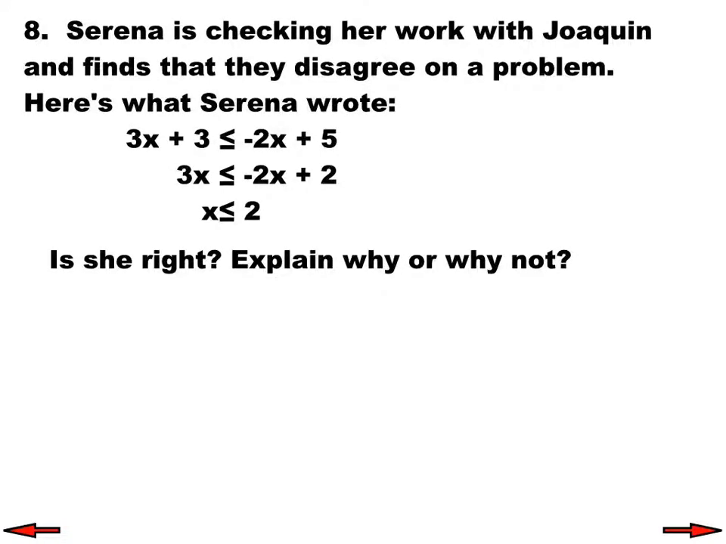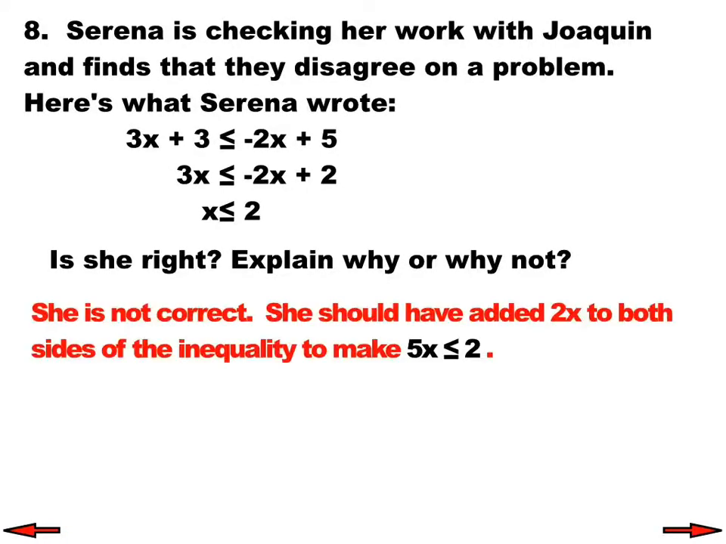Number 8, it's asking if Serena is right, and she is not. The mistake that she made was she did not add 2x to both sides. She subtracted 2x, which of course you can't do that, because if you subtract 2x right here, those are not canceling out, so we've got big problems right there.